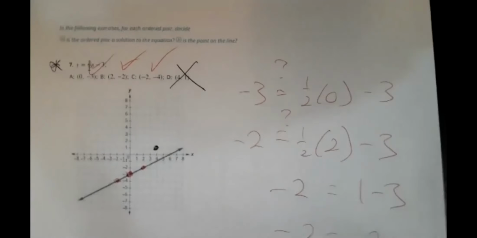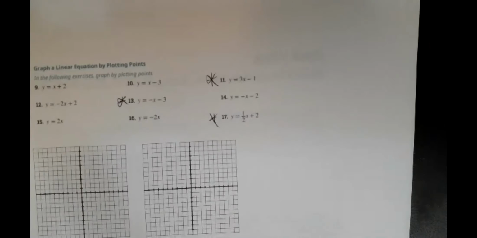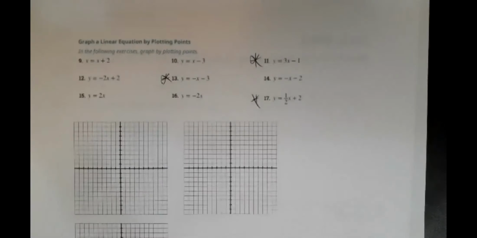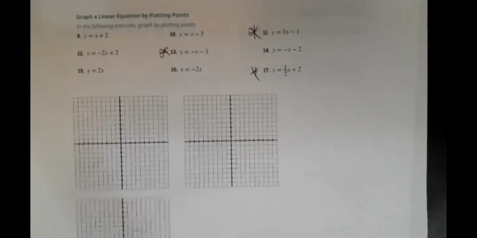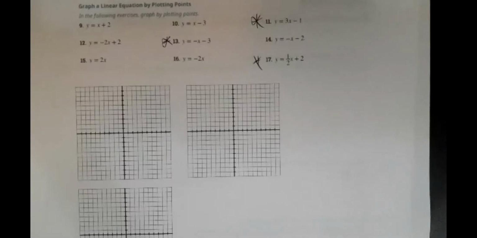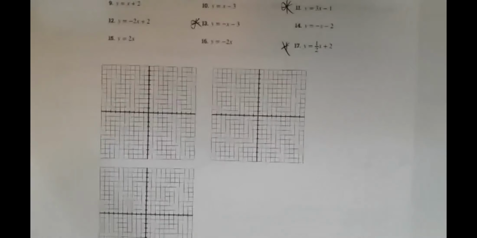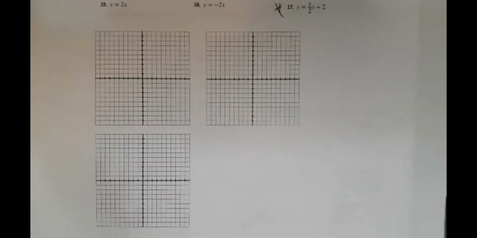How many people? Okay, so I think this one wanted to say, in the following exercises, graph by plotting points. So for these, 11, 13, and 17, oh, look, he even gave you three little graphs there to do them on. Look at that. How nice is that? I don't always do that.